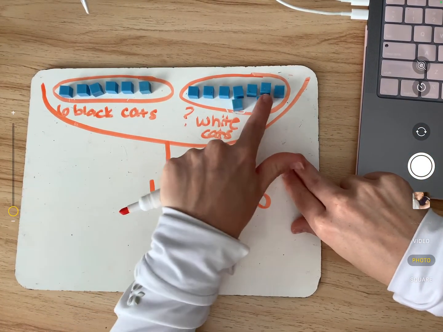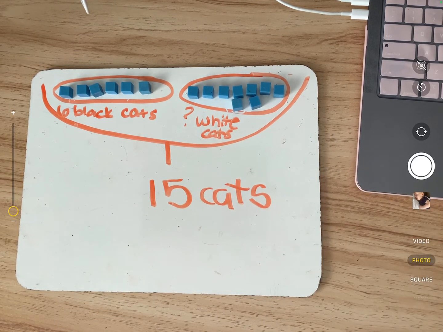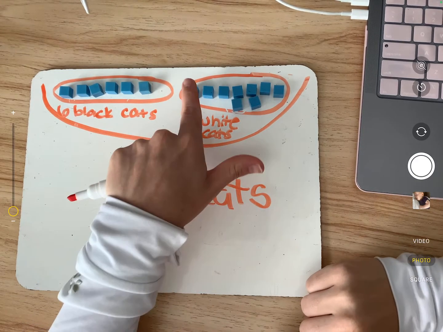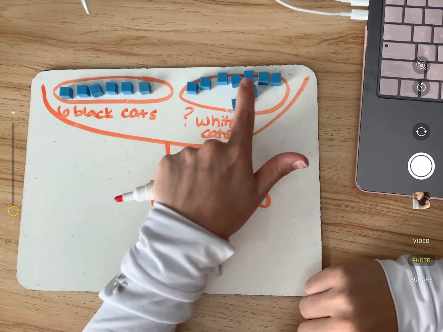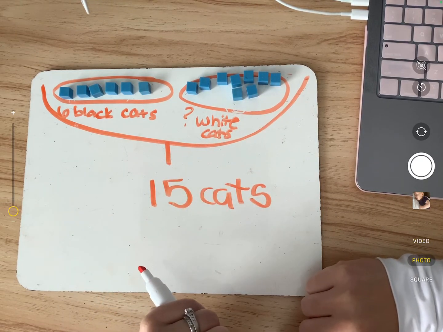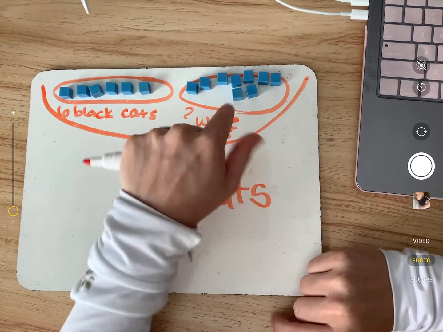How many white cats do I have? Hopefully you counted 9. 1, 2, 3, 4, 5, 6, 7, 8, 9 white cats. My answer is 9 white cats.